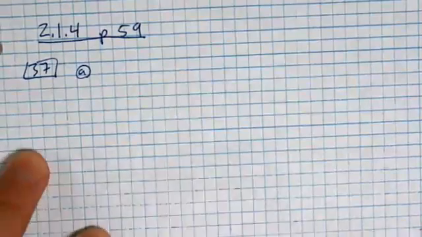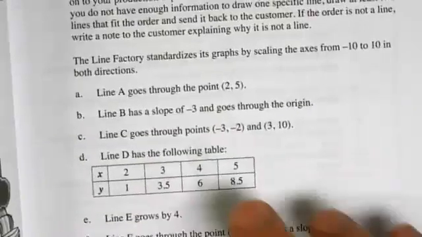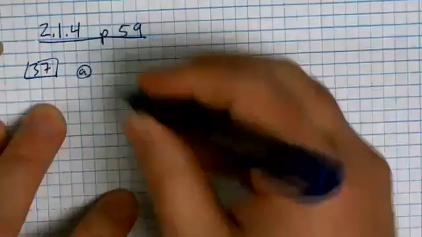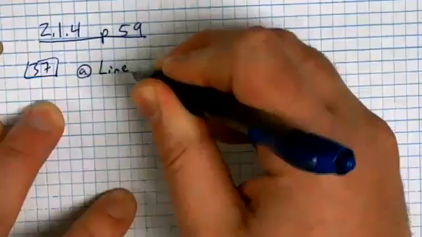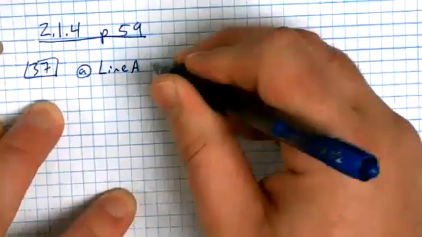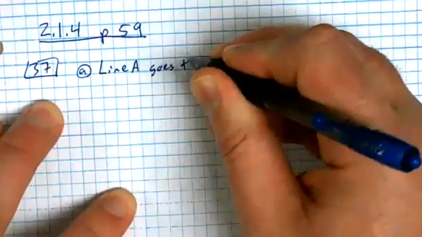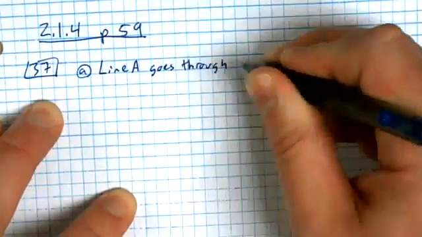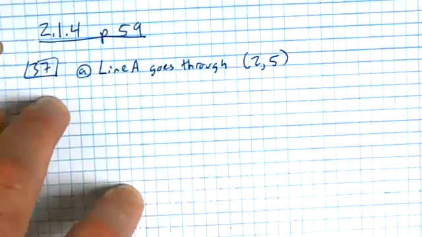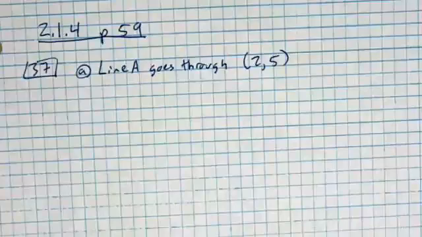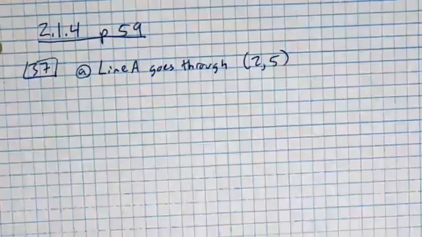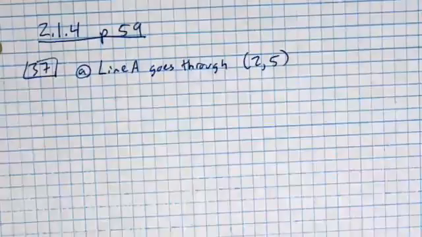And part A talks about line A. And the important information that I see in part A is that line A goes through a particular point, 2, 5. So I'm going to say line A goes through 2, 5. Probably could have just written goes through 2, 5, right? Oh well.